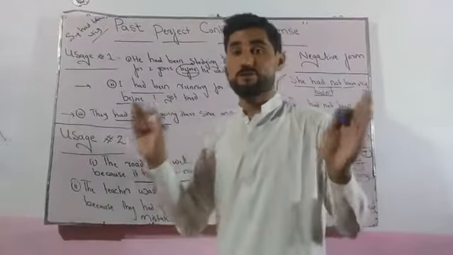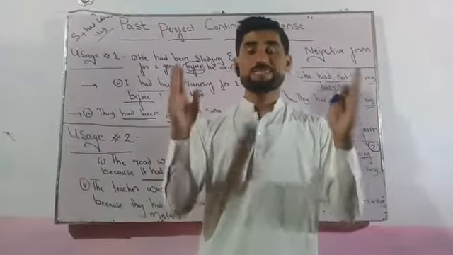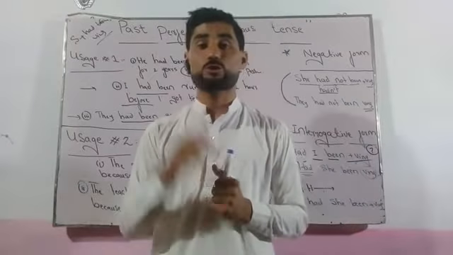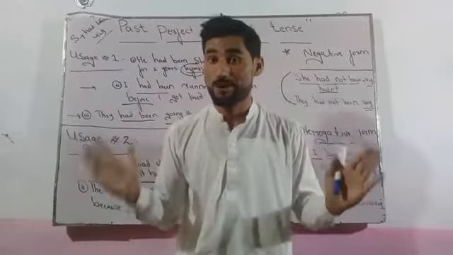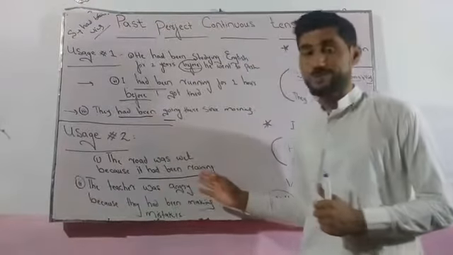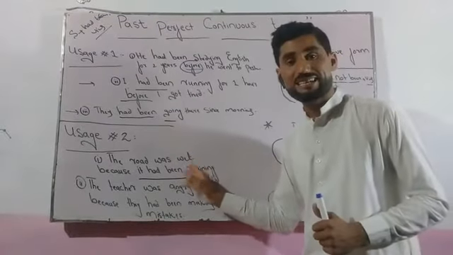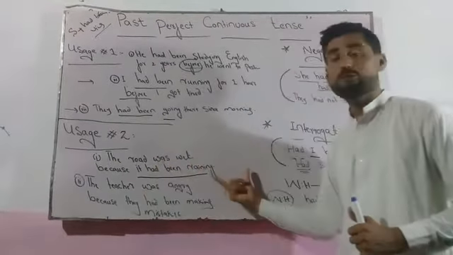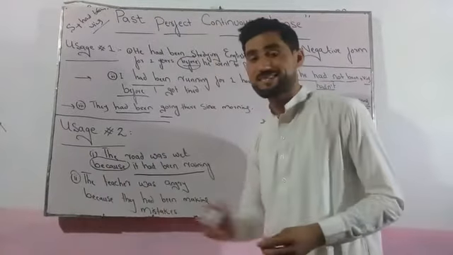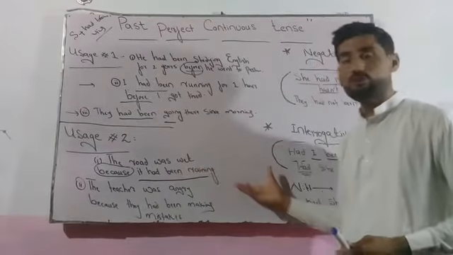So, this was the first usage of the past perfect continuous tense. Now, the next usage is, we can also use the past perfect continuous tense to show the cause of an action or situation in the past. Let's understand this with the help of examples. The road was wet because it had been raining. Now, why was the road wet? Here's the cause. Because it had been raining. Don't forget to put here the word because.